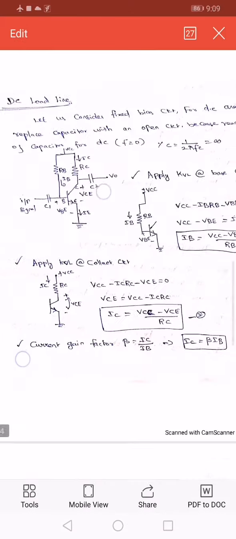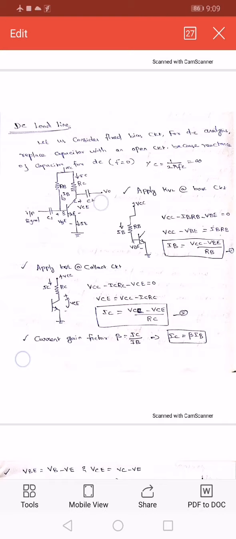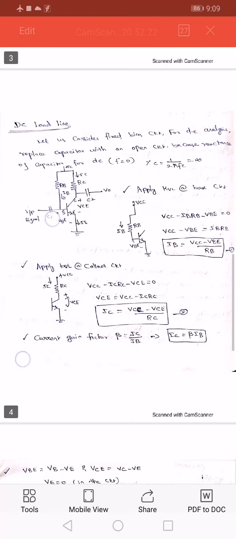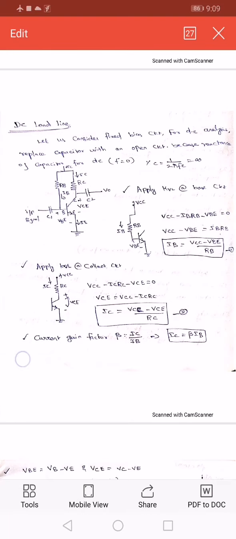DC load line. So for that we have to consider a fixed bias circuit. In the fixed bias circuit, for DC analysis we replace a capacitor with an open circuit, because the reactance of the capacitor becomes infinite. So we can remove the capacitors as open circuits. So this is the fixed bias circuit. In that circuit we have to remove the capacitor because in DC analysis the value of capacitive reactance becomes infinite.